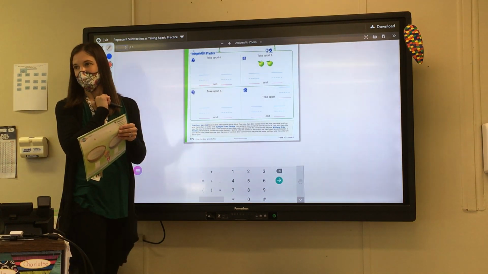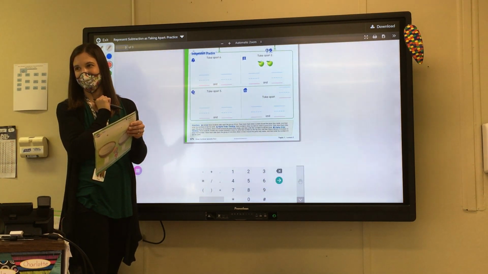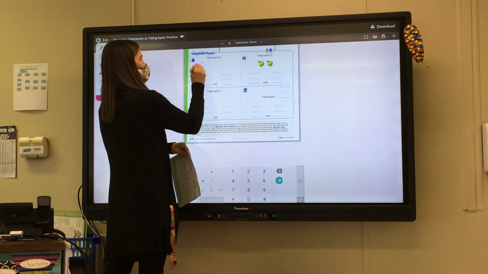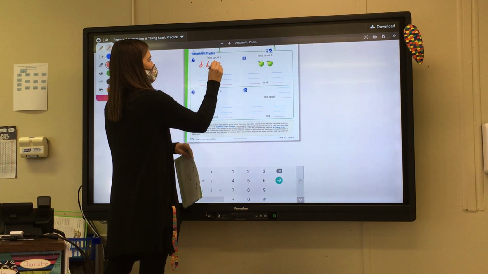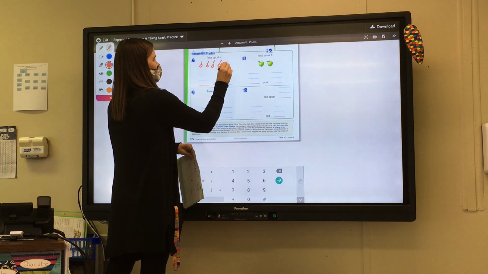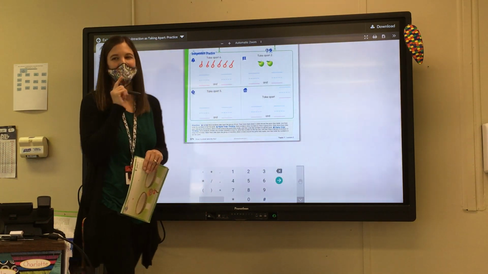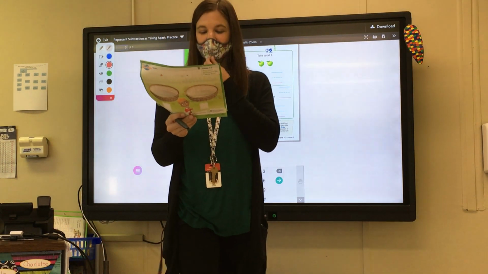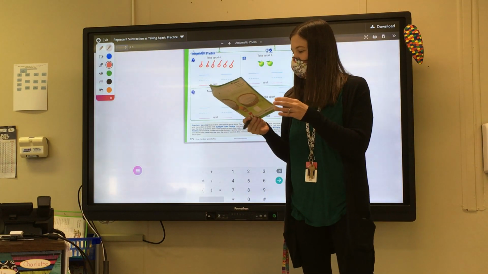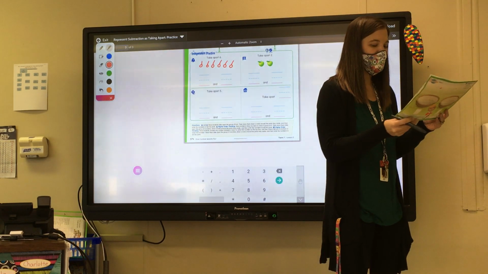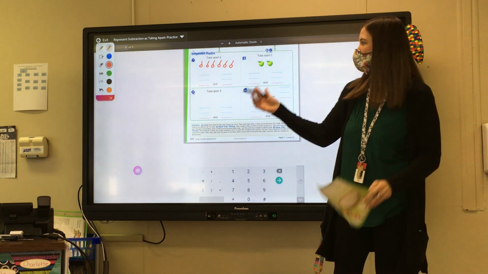What's your number? What's your number here? Yep, yours shows take apart 6. So there's 1, 2, 3, 4, 5, 6. Yep, they look like cherries. You are going to take apart the cherries. Draw a circle around the parts you made, and then write the numbers to tell the parts.